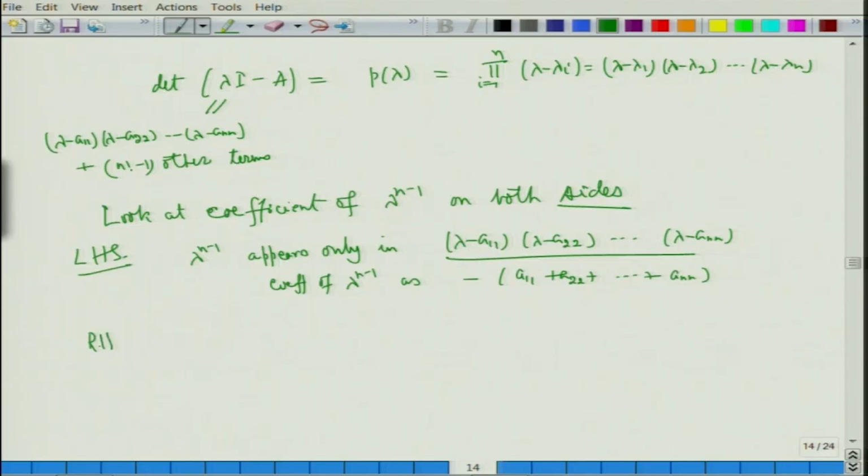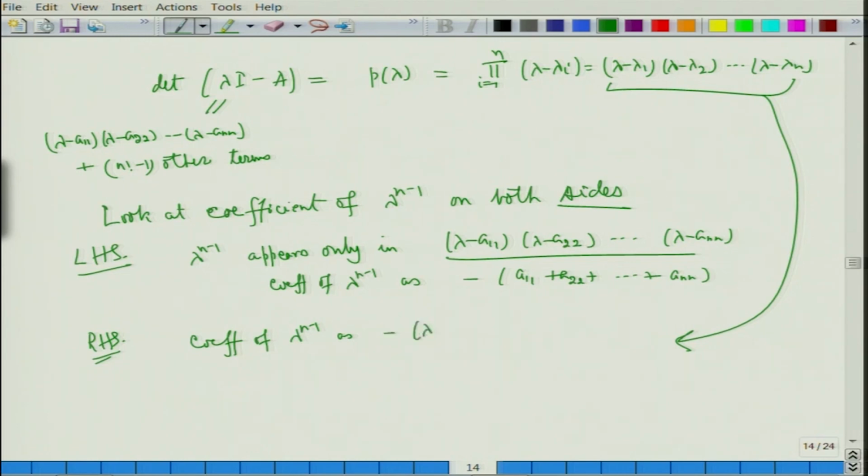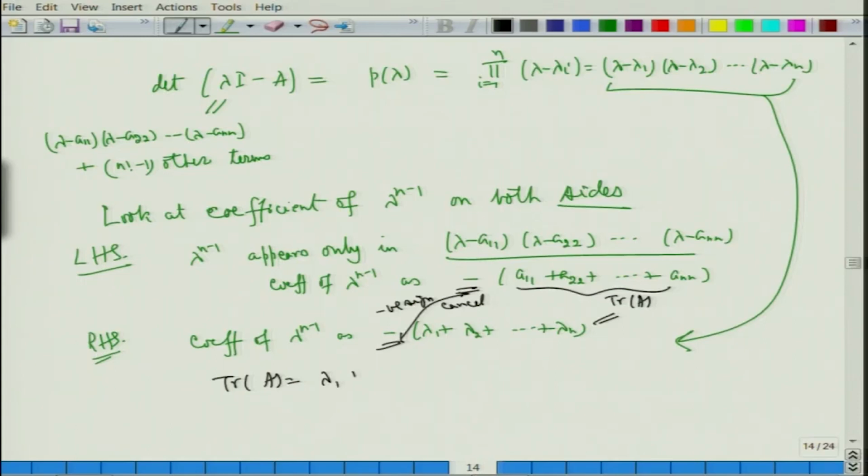If I look at the right hand side, this will give me the coefficient of lambda to the power n minus 1 as minus of lambda 1 plus lambda 2 plus ... lambda n, fine. And therefore, I know that this is nothing but the trace of A, so this will be the same as this. This minus sign and this minus sign cancel out, all right, the negative sign cancels, fine. So, therefore, what I get is that the trace of A is nothing but the sum of the eigenvalues.